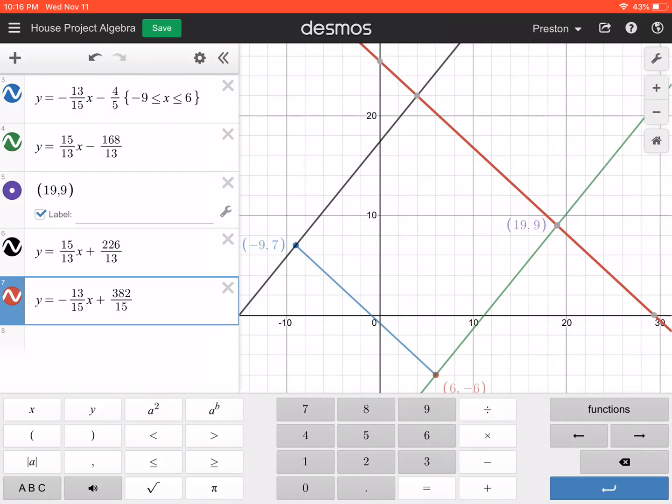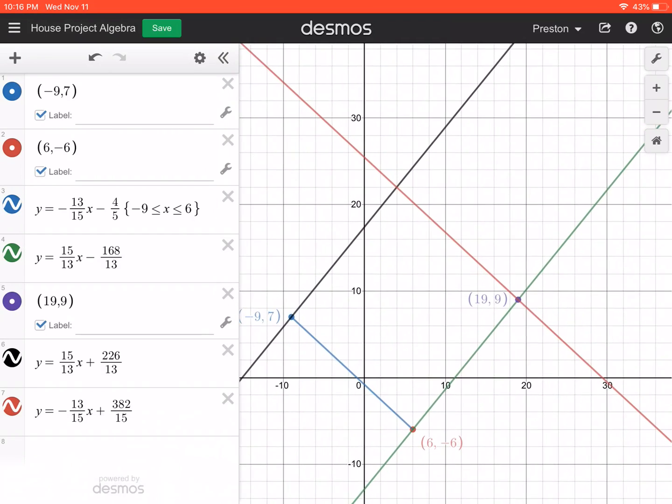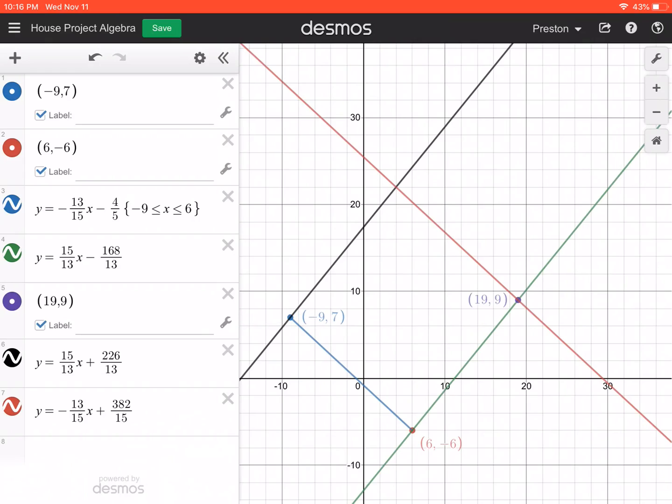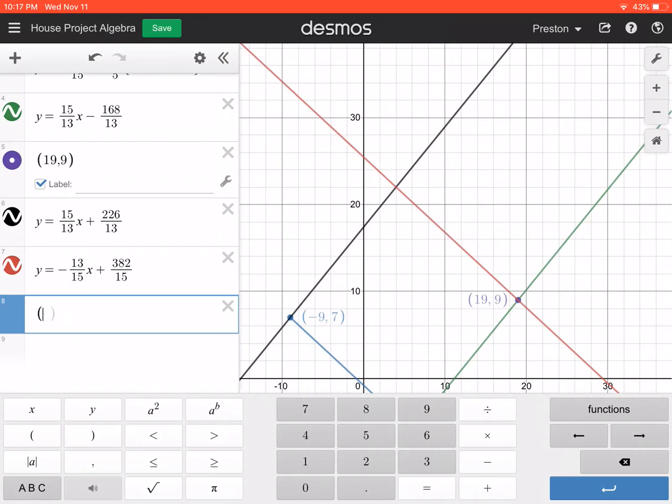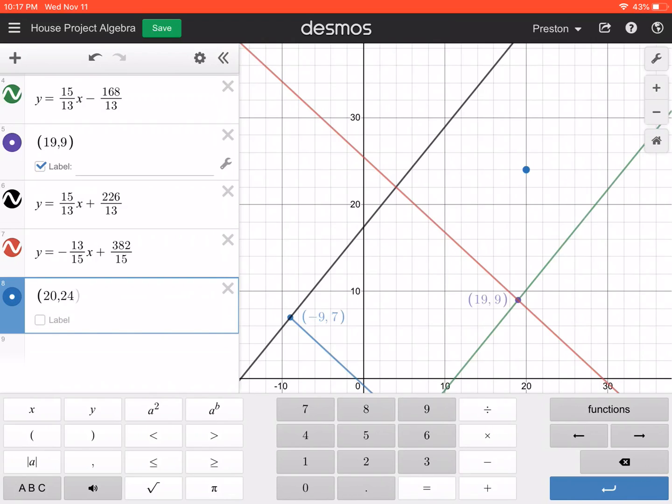Now, last step, or second to last step, I need to find a point that's somewhat in the middle of all those. So I'm going to find a point that looks like 20, 24. Looks pretty good to me. If I decided to construct a roof, that looks like it's pretty much in the middle. Now, if I did 20, 26, that would be just fine. Again, I would use an even number, just makes your life easier.